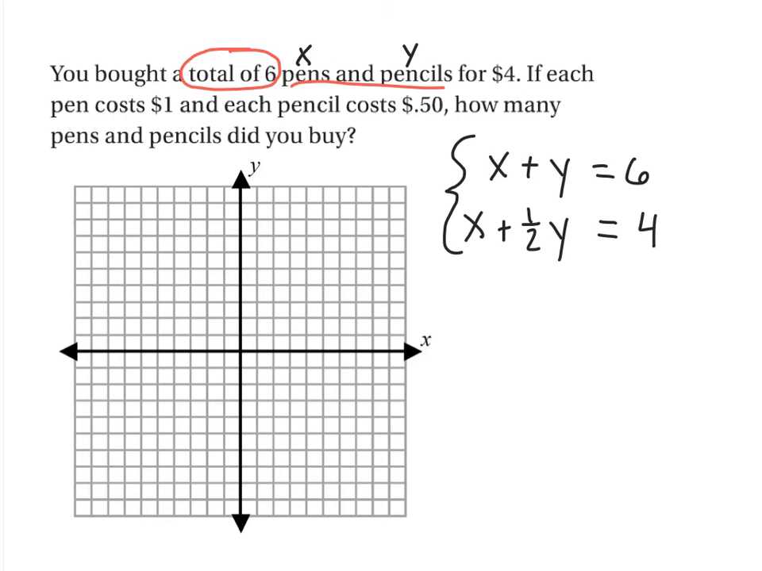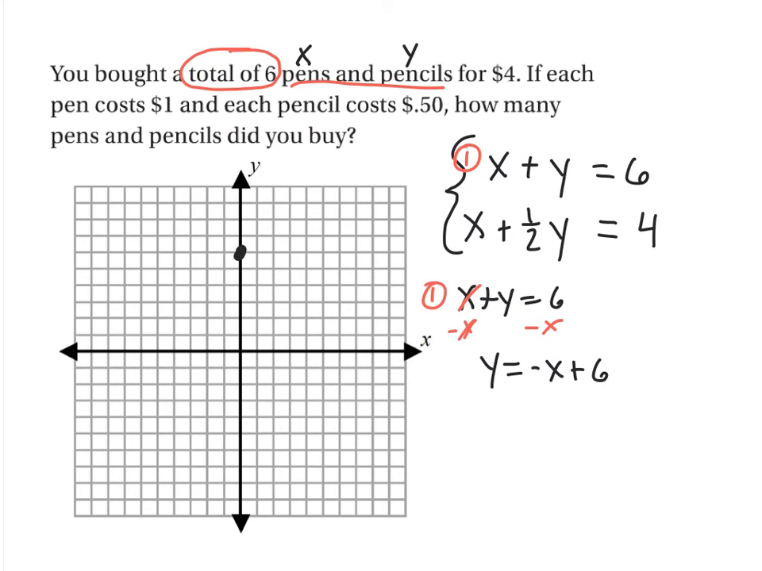Okay, slope-intercept form. So equation number 1, x plus y equals 6. I need to subtract x from both sides. So y equals negative x plus 6. Where's my y-intercept? 6. What's my slope? 1. It is not 1. -1. It's negative 1.